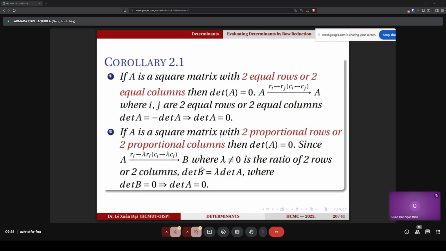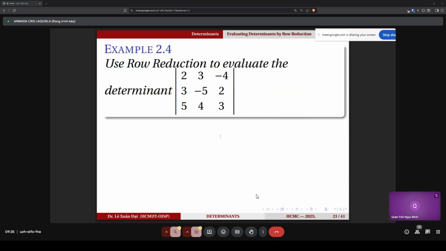This is the reason there. Next, you have used row reduction to evaluate the determinant of this. So what we are going to do now is to make all these numbers zeros, right? We're going to make the other numbers zeros so that it's easier to solve the determinant.